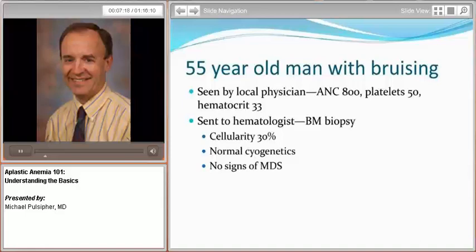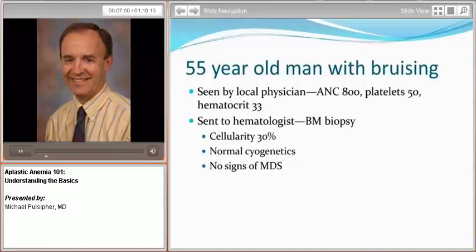His ANC, and this is a term that I'll be using, his absolute neutrophil count is also low, 800. The normal should be several thousand. And his hematocrit is also low, 33. Normal hematocrits are usually for a male somewhere between 36 and 46, depending on how high your altitude is. So this man clearly has a decrease in all of those cell lines. All of the different parts that the bone marrow should be making are down.